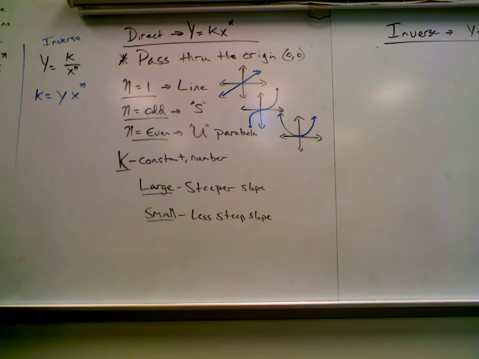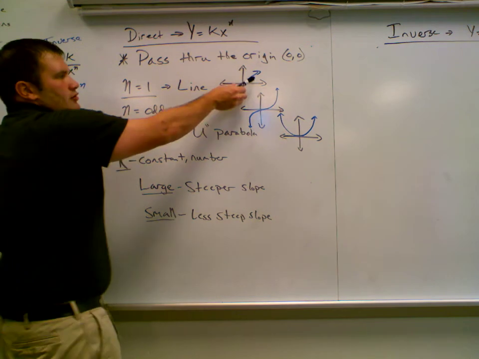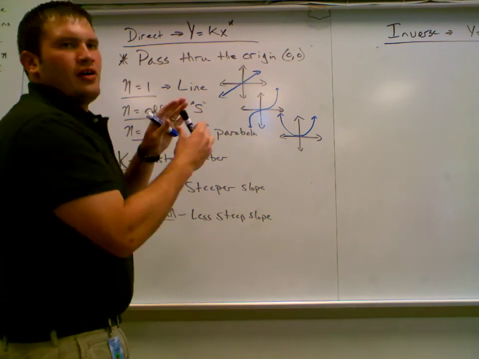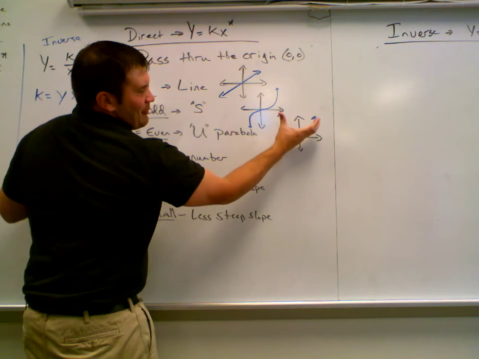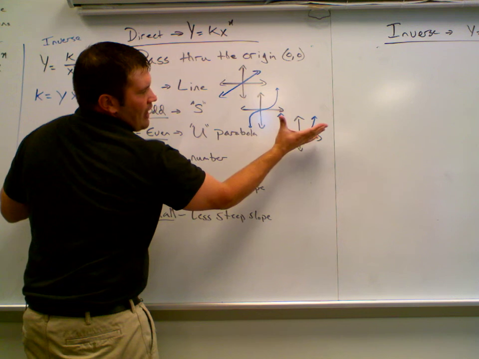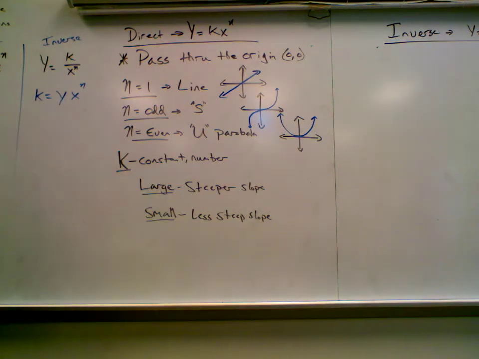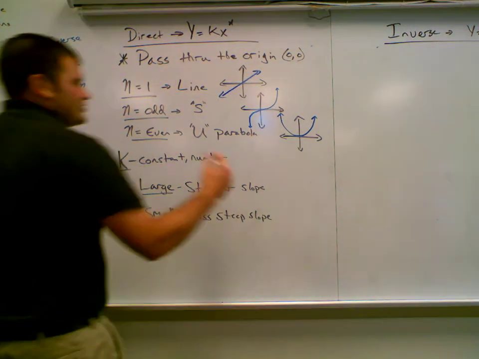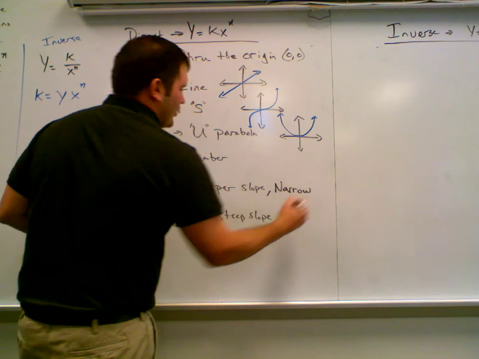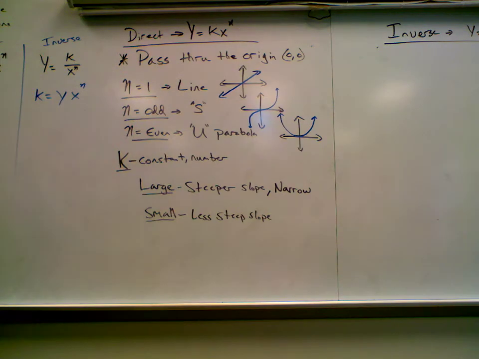Now, if I have a line and my graph is steeper, it points up more, doesn't it? If I have a parabola and my graph is steeper, what happens to it? Does it get more narrow or more wide? So I have a parabola and it gets more steep. Does it get more narrow or more wide? Narrow. It's more narrow. So large Ks make narrow graphs.